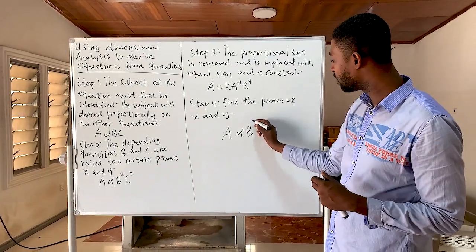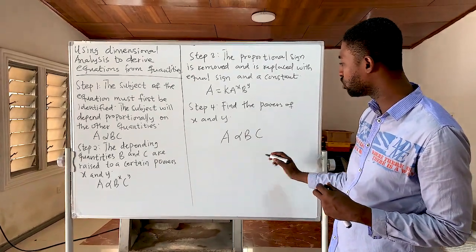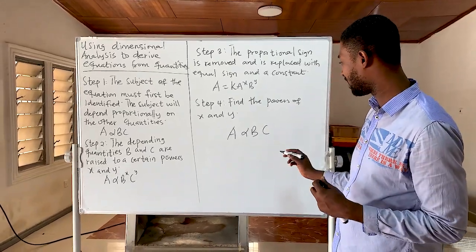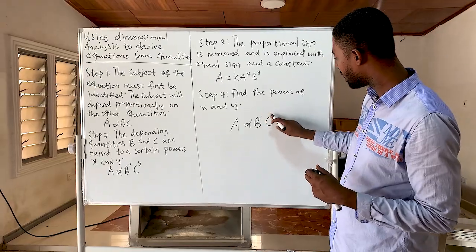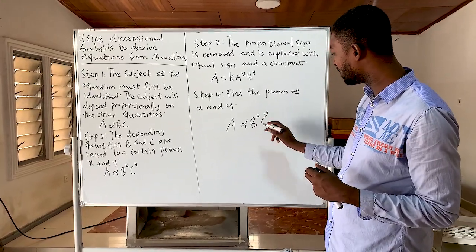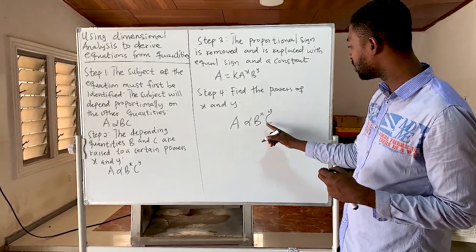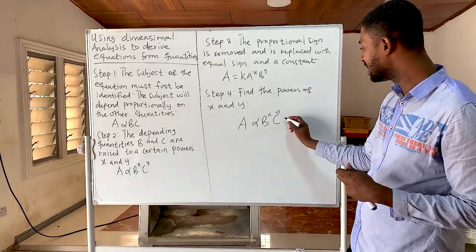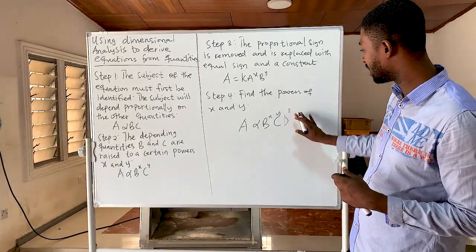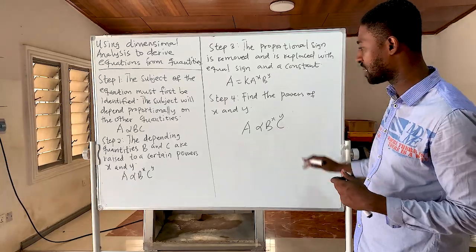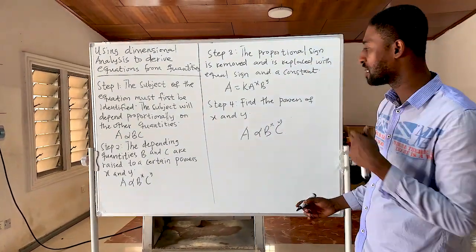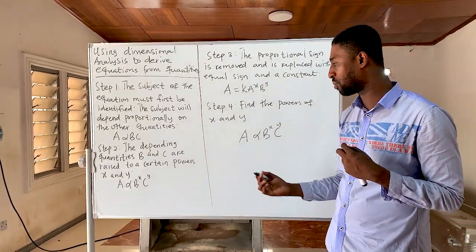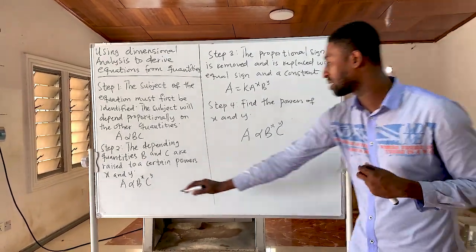Here, for step 2, you are supposed to raise these dependent variables to certain powers. So here we can use X and Y. If there is any other variable, like the dependent variables being B, C, D, then we can have Z here. So here you have X and Y. That is, the dependent quantities B and C are raised to certain powers of X and Y. That is what we have here.